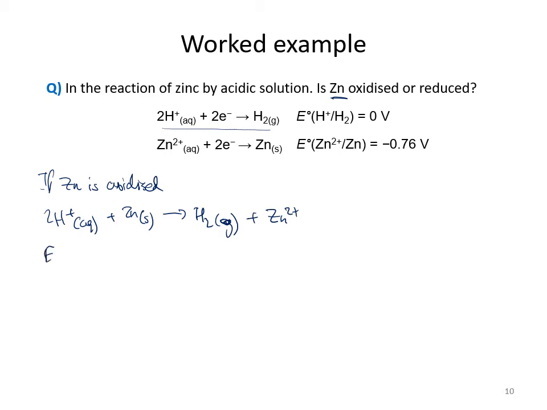So we can say E cell standard is equal to this minus, it's got to be minus the zinc one, because in this case the zinc one's going backwards, so it's effectively an oxidized situation. So in this case it's minus 0.76, because this is the oxidized version, 0.76, and the reduced version is 0, and that's going to give us plus 0.76 volts.